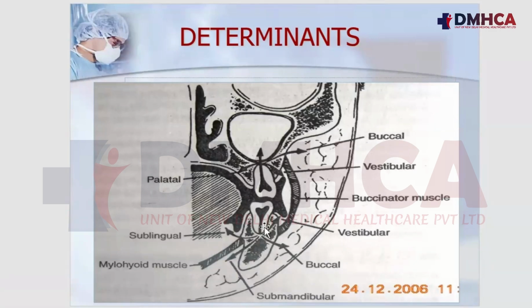Similarly, in the lower tooth, the infection may progress into sublingual spaces if it is above the roots or above the mylohyoid muscle, and if it is below the mylohyoid muscle, it will go into submandibular spaces or submental spaces. Then again, if it is above the buccinator, it will go to vestibular. If it is below the buccinator, it will go to buccal spaces.